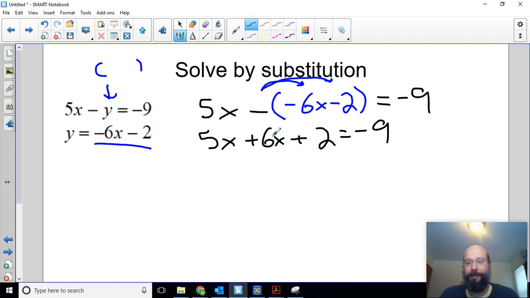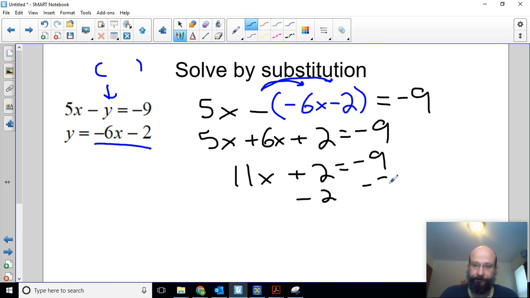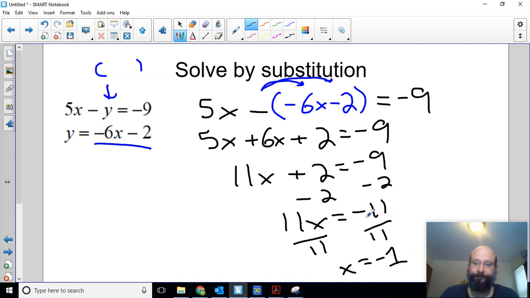5x plus 6x. They have the same variable, so they're the same like term. So 5x plus 6x is 11x, and then we have plus 2 equals negative 9. Now I'm going to move the plus 2 over because I'm solving for x. 11x equals negative 11. Divide by 11. X equals negative 1. Now this one's different than the other ones because now I know what my x is. Let me use red. I know what my x is. My x is negative 1.